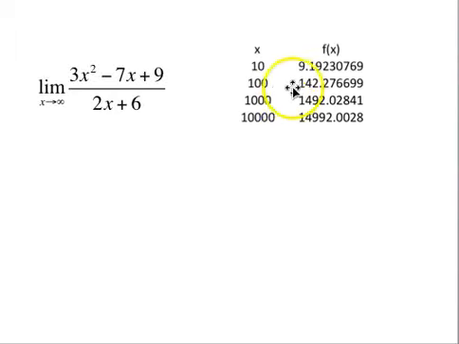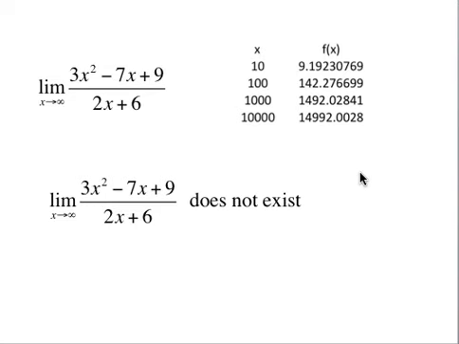Here's a table, plugging in 10, plugging in 100, 142, plugging in 1,000, 1492, plugging in 10,000, 14,992. These are just growing, growing, growing, and growing. So this is more evidence that as x goes to infinity, this function just increases without bound. We'd say that limit does not exist. Some authors would say the limit equals positive infinity. I feel better saying it's tending. As x goes to infinity, that function (3x squared minus 7x plus 9) over (2x plus 6) is tending to infinity.